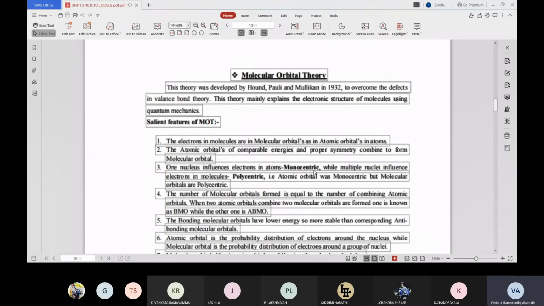Another one: atomic orbital is the probability distribution of electrons around the nucleus, while molecular orbital is the probability distribution of electrons around a group of nuclei. That is the main important point.